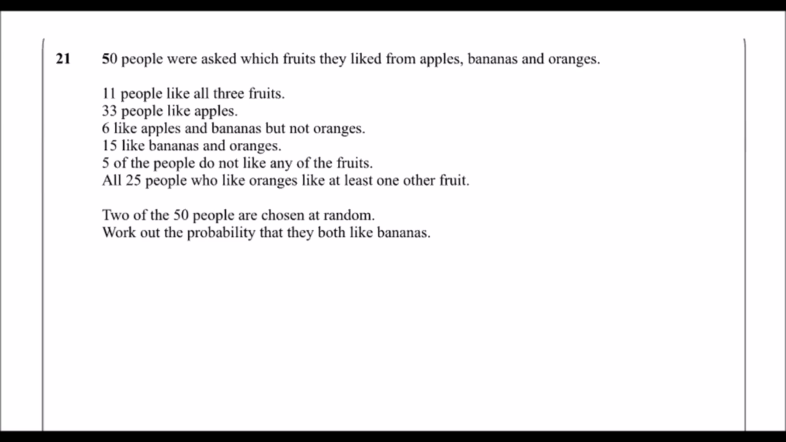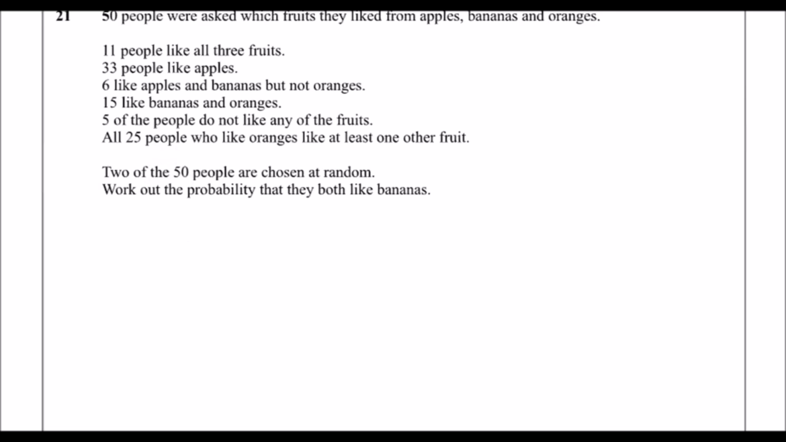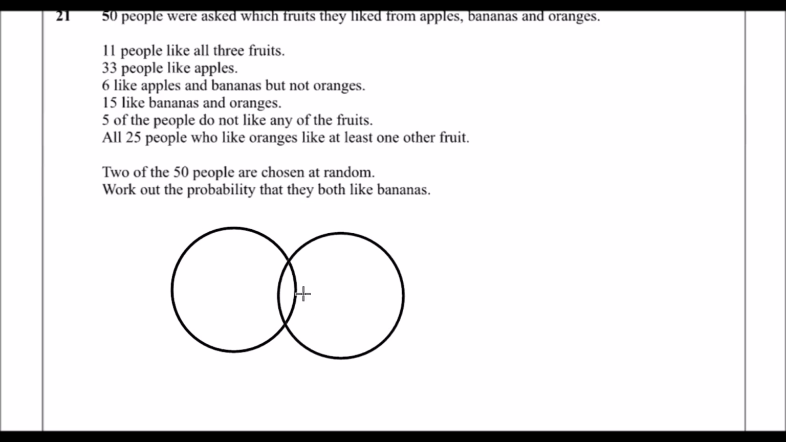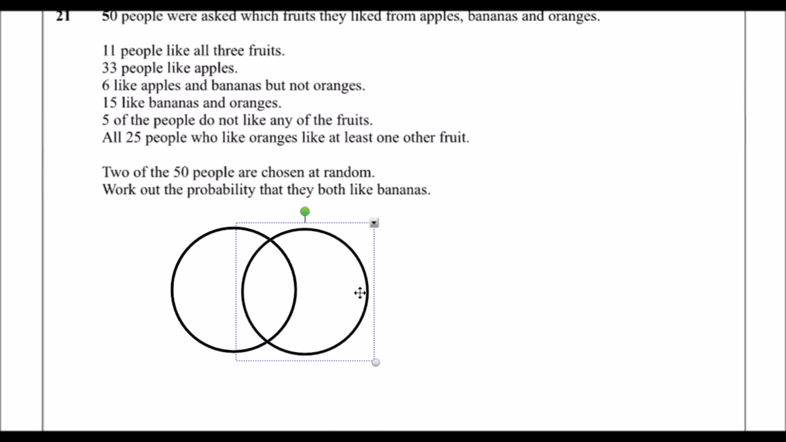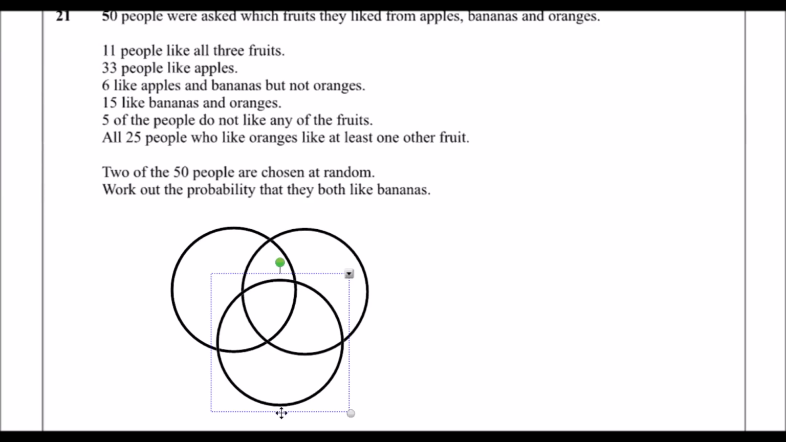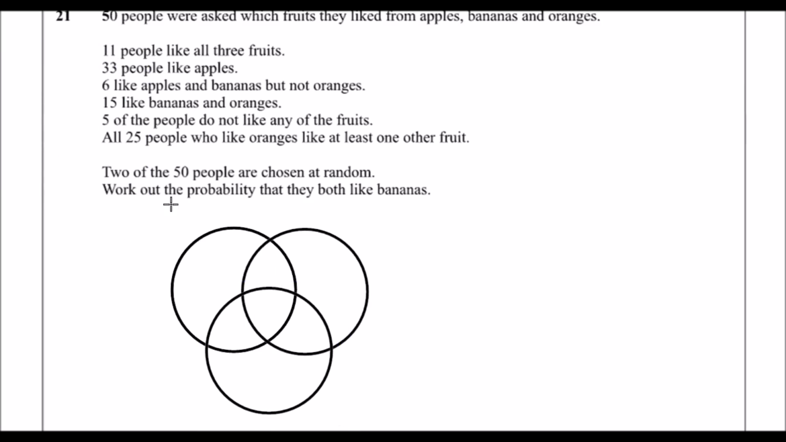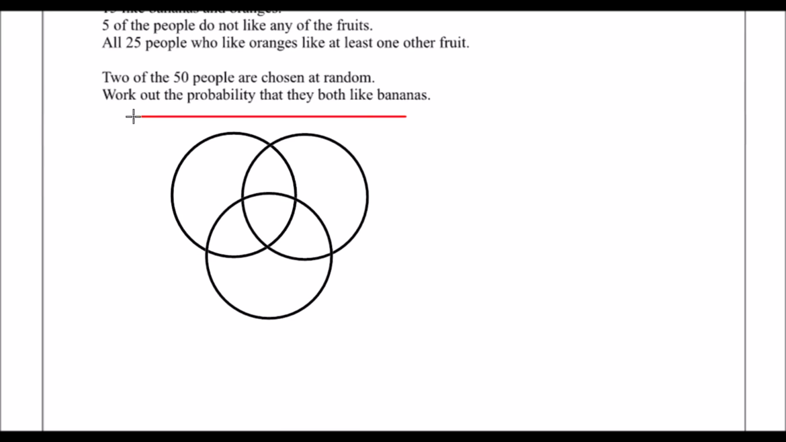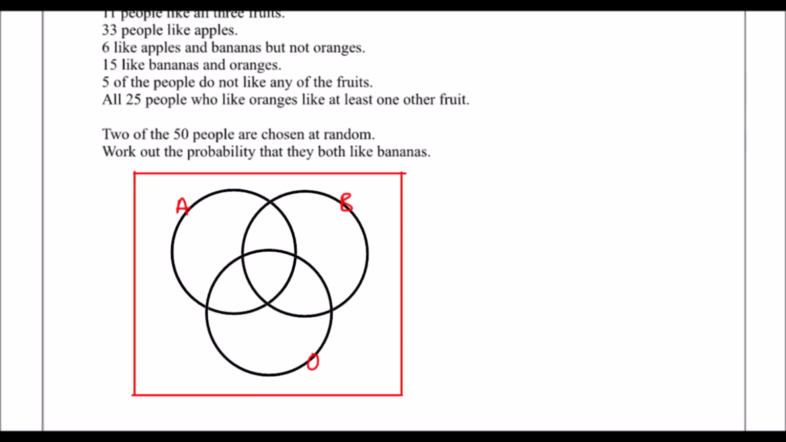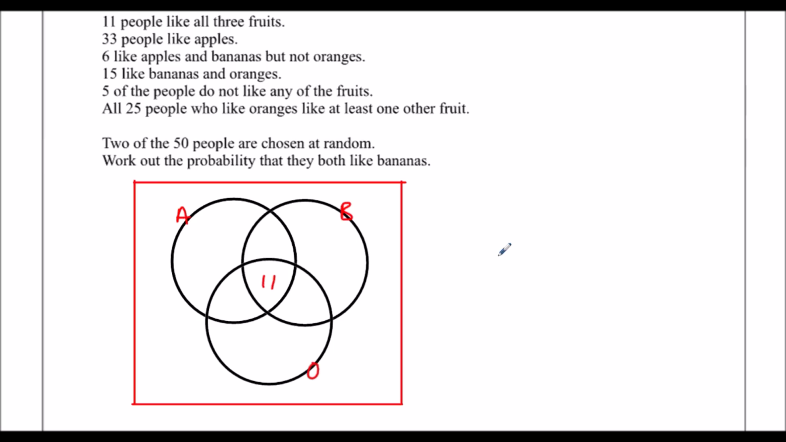Question 21. 50 people were asked which fruits they like from apples, bananas, and oranges. This is a Venn diagram question. So 11 people like all three fruits. That's going to go in the middle of our Venn diagram. Let's draw a Venn diagram. So three circles, one for apples, one for bananas, and one for oranges. And I'll draw a box around them. Okay, 11 people like all three fruits. That goes in the middle of our Venn diagram.